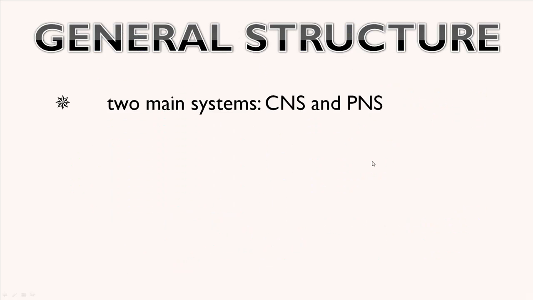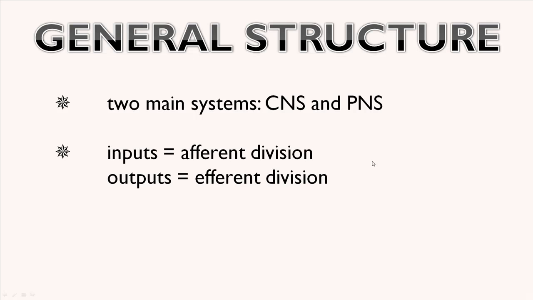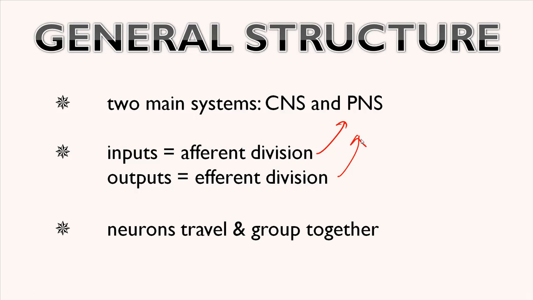Okay? So, what have we learned? We've learned that there's two main systems and a whole host of subsystems. We've learned that there are inputs and outputs to the main central nervous system, and that's in the peripheral nervous system. So these are peripheral nervous system stuff. And then neurons travel and group together, as I was just explaining. So I hope this has been helpful, and that's all for now.